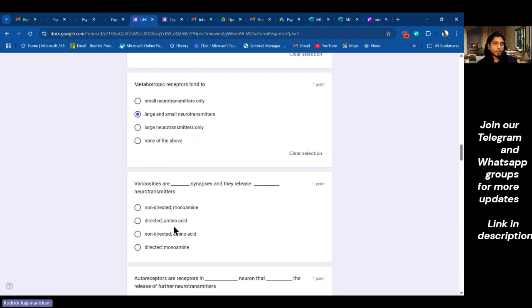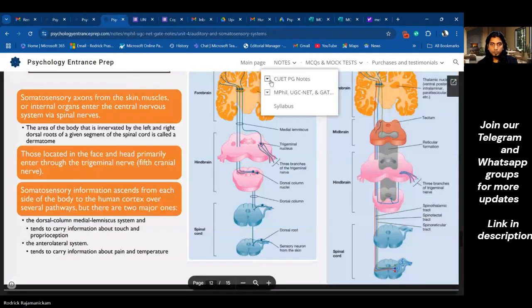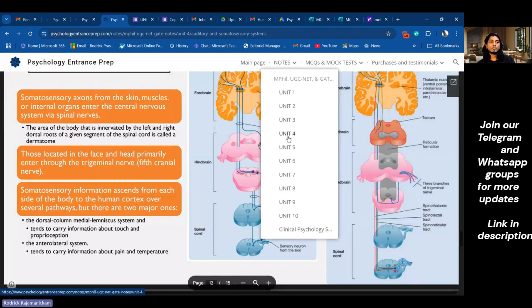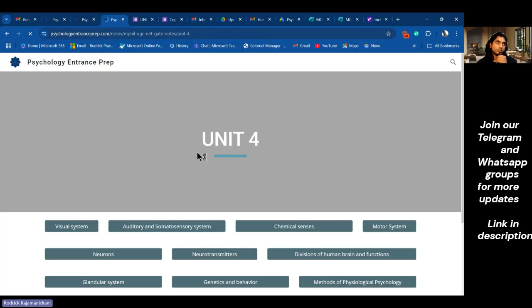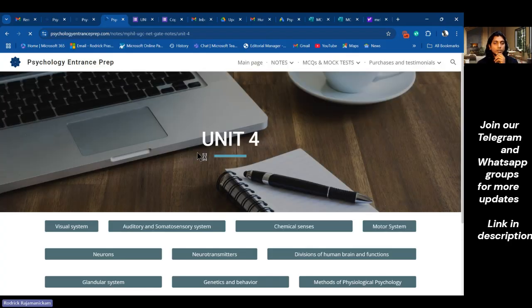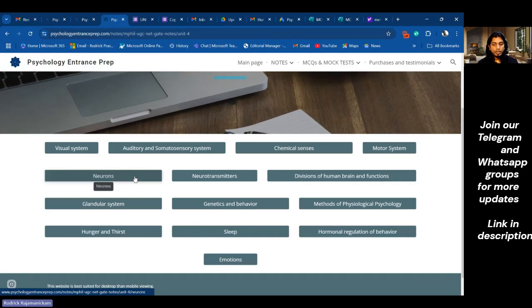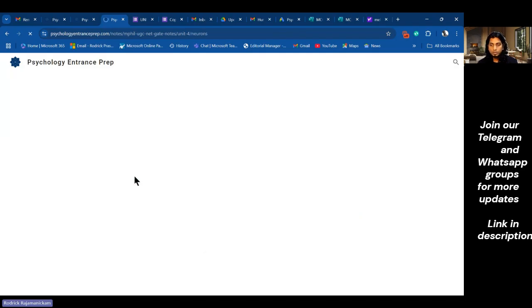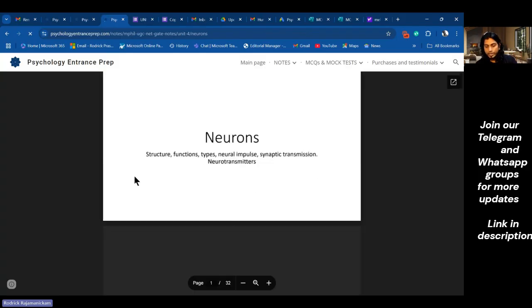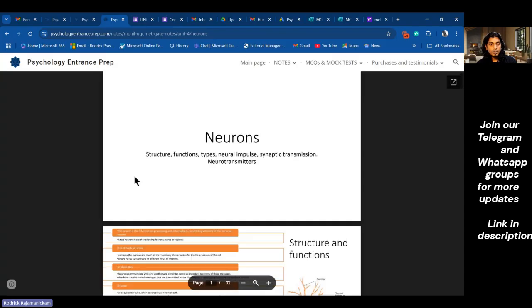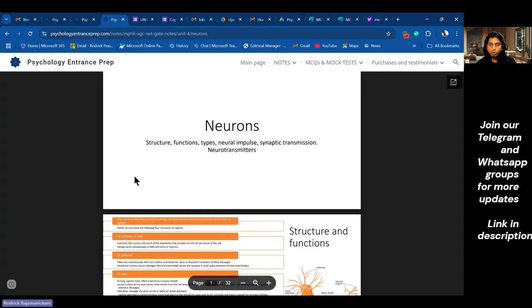So then we have varicosities. For this, I may have to show you. Varicosities are basically where neurotransmitters are released from, but they are more elongated, like a fibrous root. Fibrous is a tap root, right? So in plants, this will be more fibrous. It spreads out more.